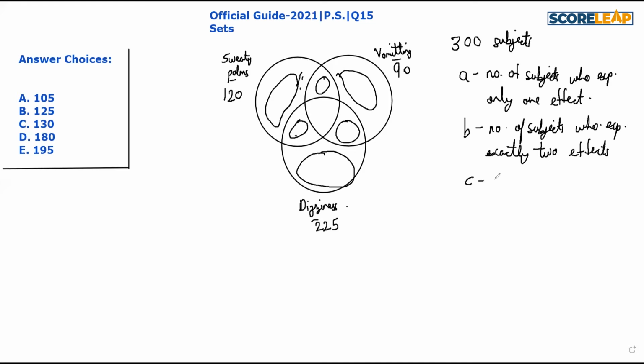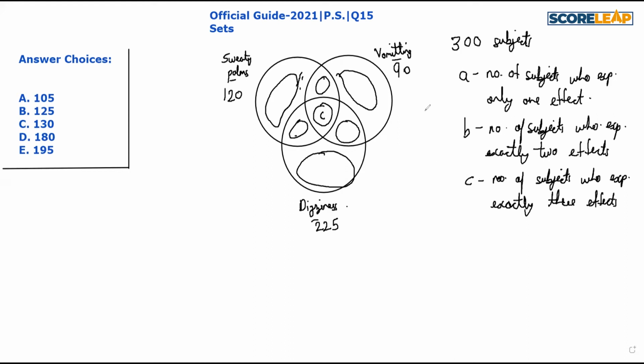And let's say C is the number of subjects who experienced exactly three effects. So C is only this part. They have also given that all of the subjects experienced at least one of these effects. So there are no people who experienced none. All the subjects experienced at least one of those effects.